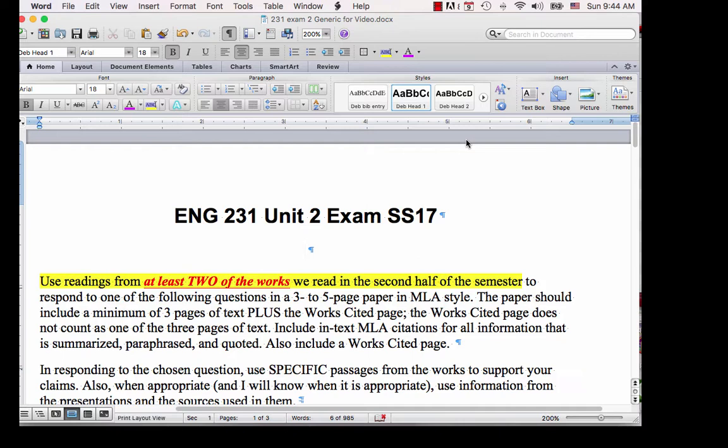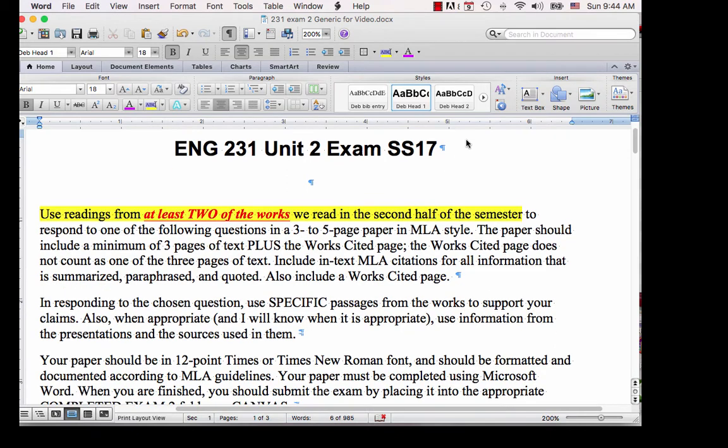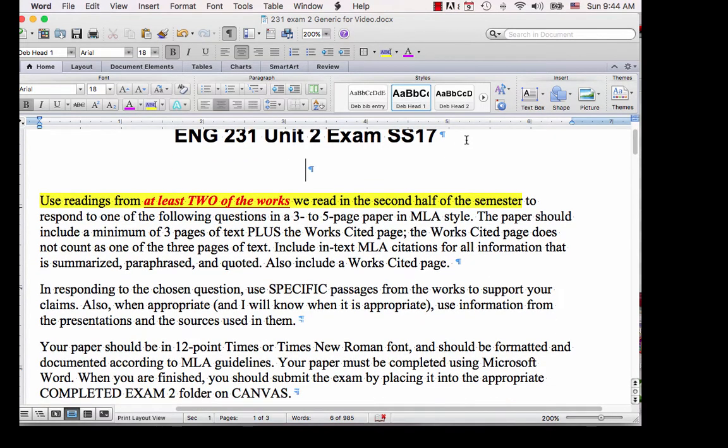Now, as the exam assignment sheet states, you're going to use readings from at least two of the works that we read in the second half of the semester. Okay, so that's the stuff that we read after Medea, not anything before then. And you're going to pick one of the questions that are on the exam page here, and you're going to write a 3 to 5 page paper in MLA style.